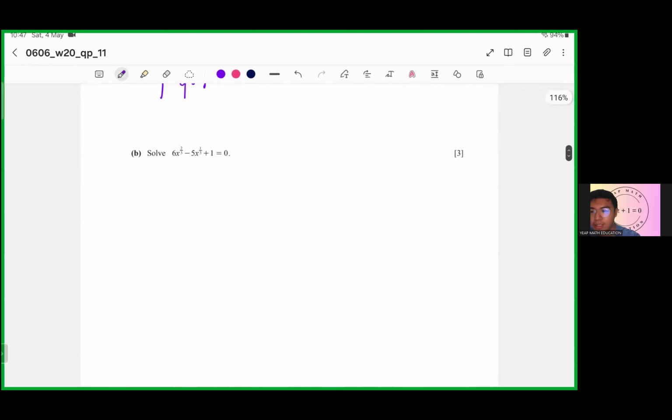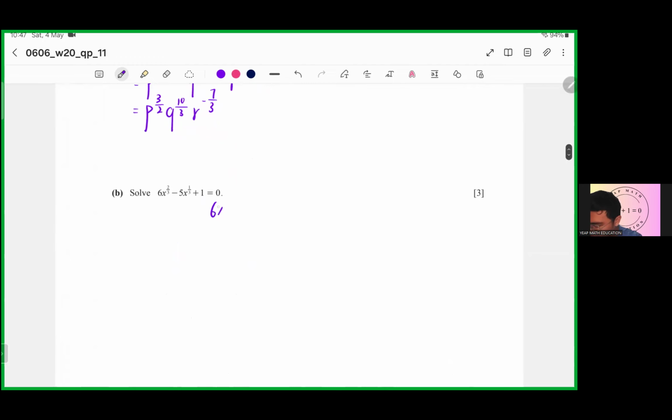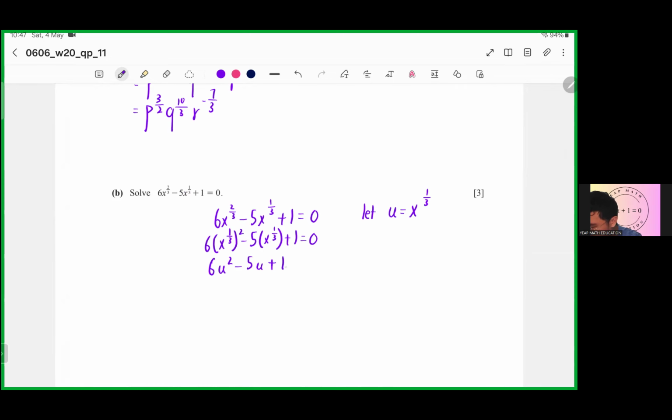Solve this equation. Actually, you see this equation is like a quadratic. So how do we make it? We can write the equation first: 6 times x to the power 1 over 3 squared, minus 5 times the bracket x to the power 1 over 3, plus 1. So we can let u equal x to the power 1 over 3. We will get 6u squared minus 5u plus 1 equals 0.